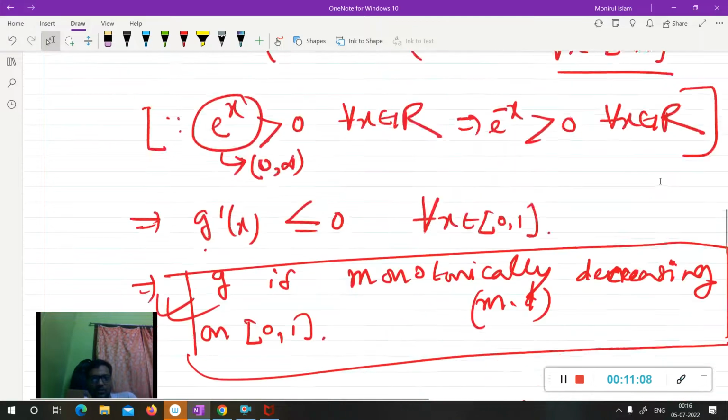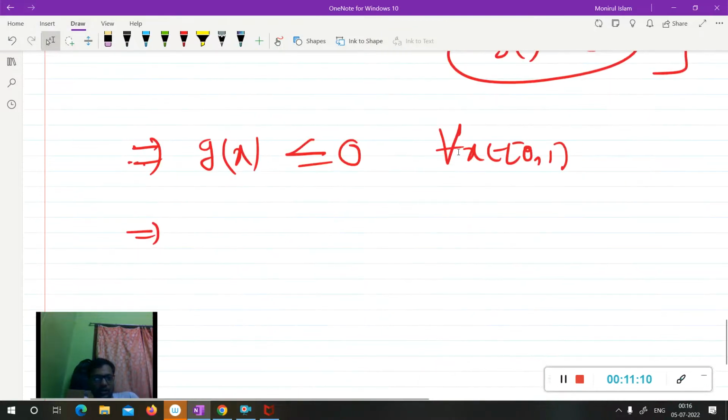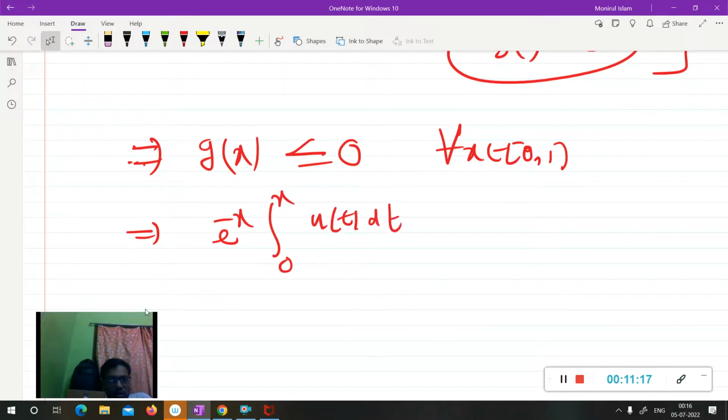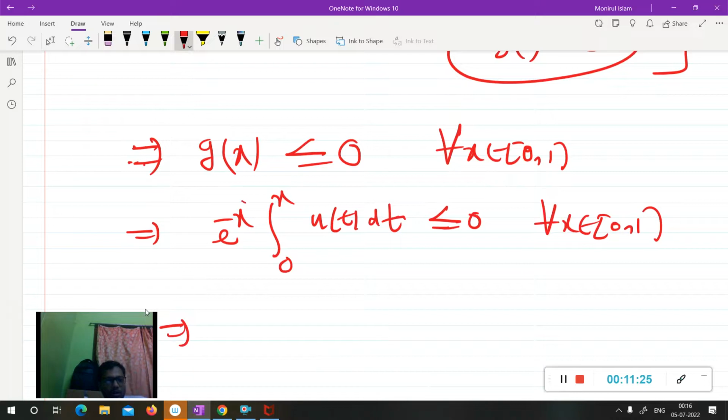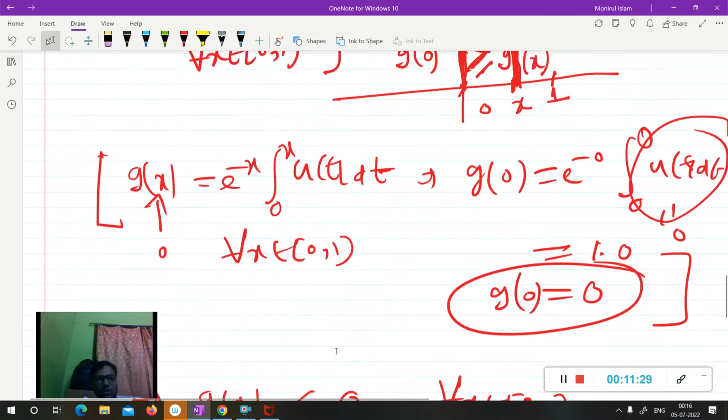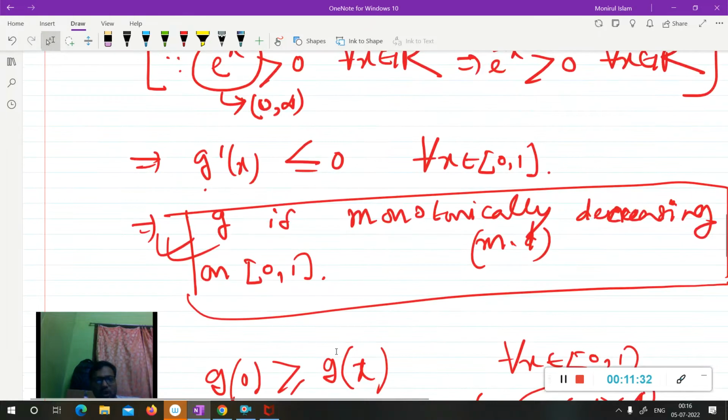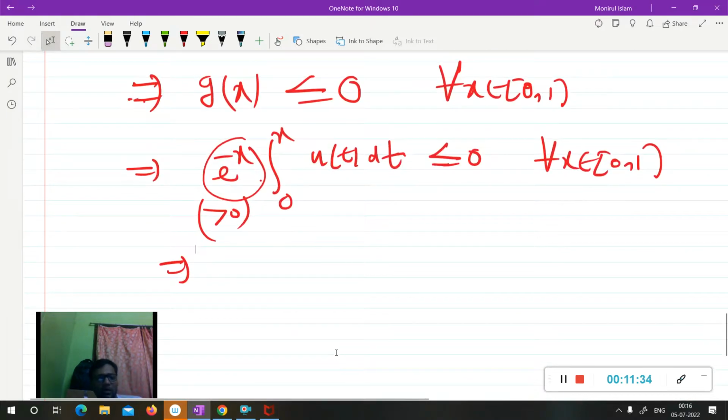So put the value of g(x). g(x) is e to the minus x times the integral from 0 to x of u(t) dt. This will be less than or equal to 0 for all x belongs to [0, 1]. Now, e to the minus x function is a positive function. I have previously told you that e to the minus x is always greater than 0 for any x belongs to R. So for any x belongs to [0, 1], it will be positive.